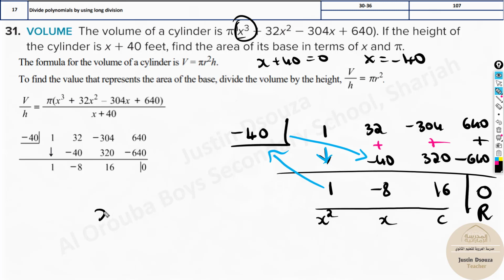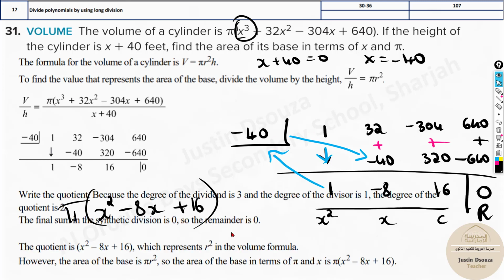Now when you're writing this, it is x square. What is the coefficient of x square? 1. We don't write it. Minus 8x and lastly plus 16. This is the answer. There is no remainder. But don't forget the pi which is multiplied outside. So this will be the final answer over here.